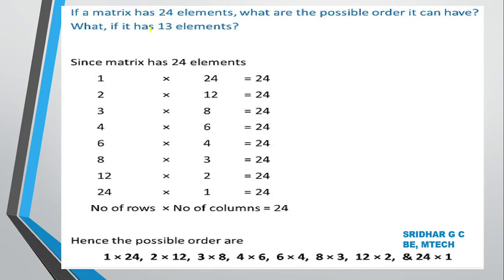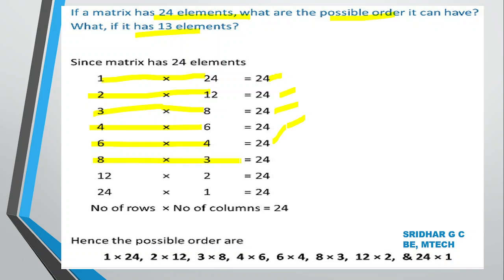Next problem. If a matrix has 24 elements, what are the possible orders it can have? And what if it has 13 elements? Generally, if a matrix has 24 elements, we should write the order using multiples. So we can write 1 into 24 as 24, 2 into 12 as 24, 3 into 8, 24, 4 into 6, 24, 6 into 4, 24, 8 into 3, 24, 12 into 2, 24, 24 into 1, 24. That means the number of rows into the number of columns is 24.